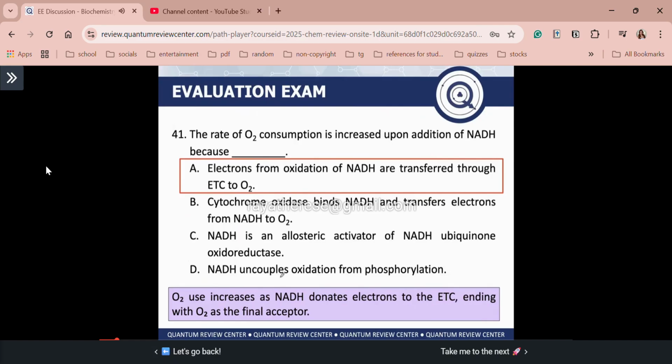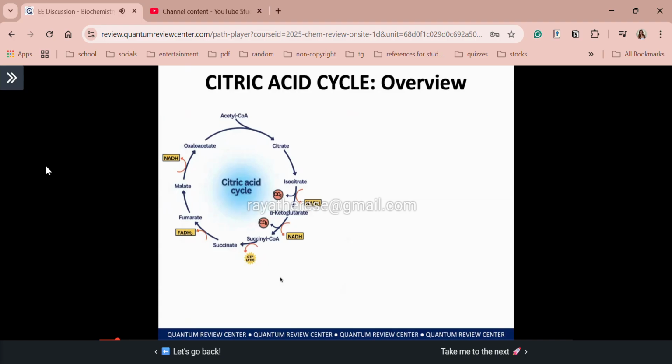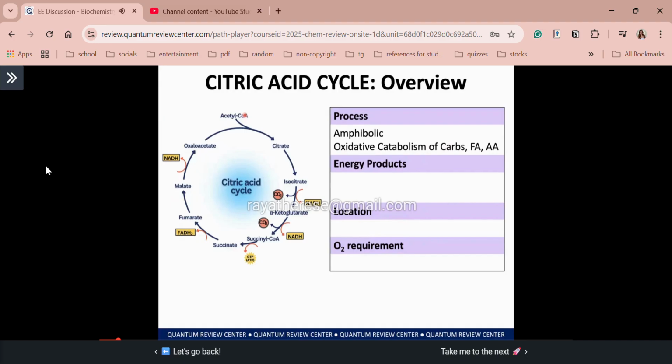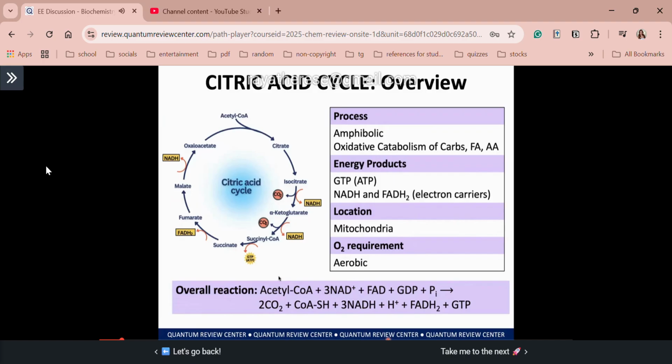Class, before we discuss our next two questions, let's have a recap first of your citric acid cycle. Class, remember the citric acid cycle, sir, unique yan because again, it is amphibolic. But of course, we highlighted its catabolic function in order to oxidize your fuel molecules in the form of carbs, lipids, and amino acids. Natatandaan pa ba ang energy products? Ayan, you have your GTP or also your ATP, they are just equivalent to each other, and your NADH and FADH2 as the electron carriers. For the location, remember, mitochondria, di ba? And for requirement, strictly aerobic. And here is the overall reaction. Again, our initial substrate is acetyl-CoA to be condensed to our initiator molecule, oxaloacetate. Alright, so class, let's proceed with our next two items.